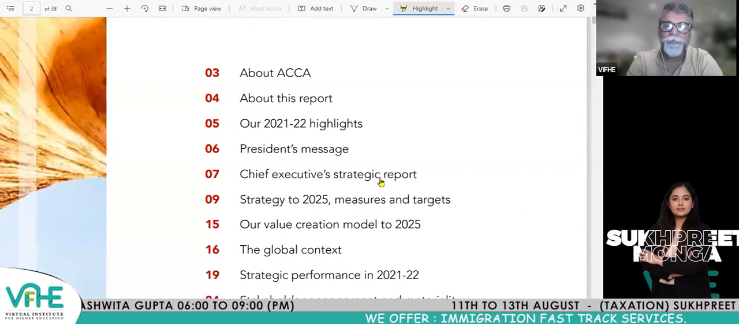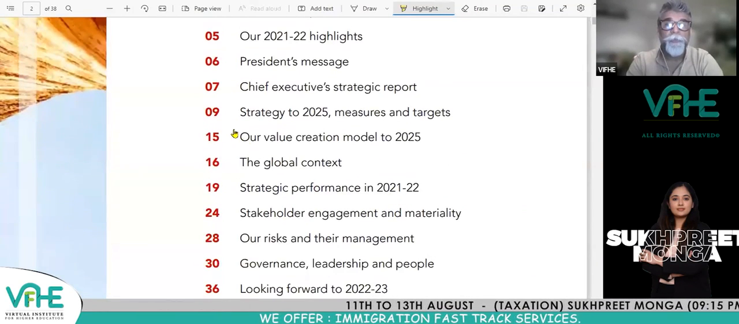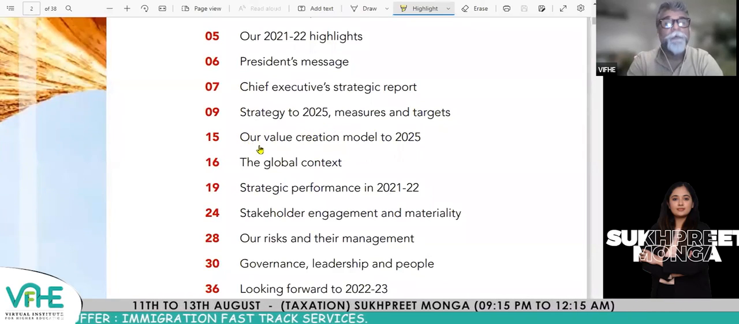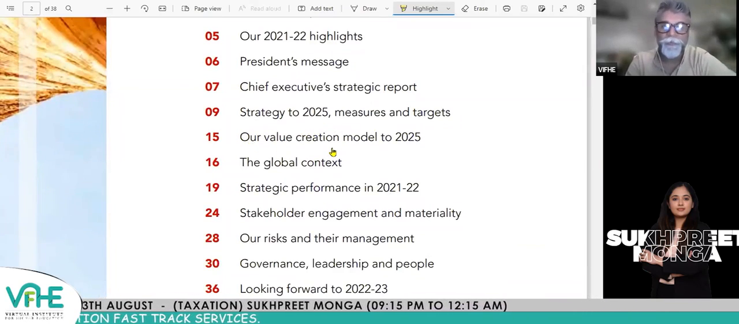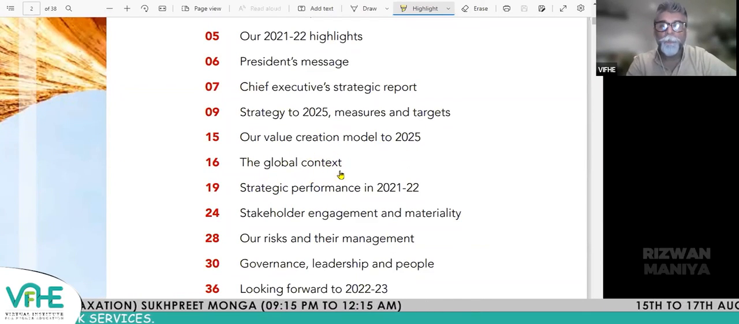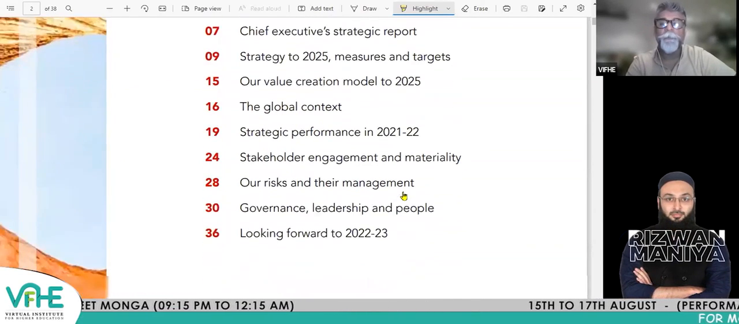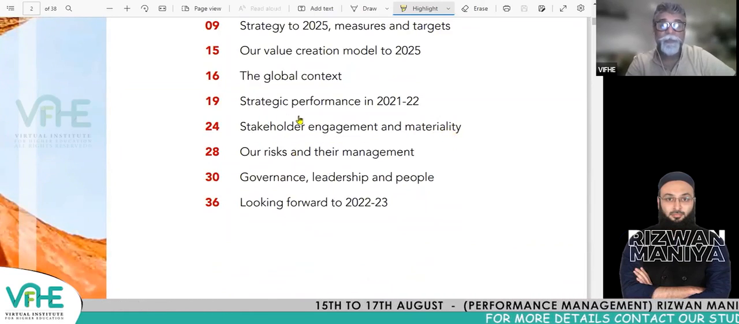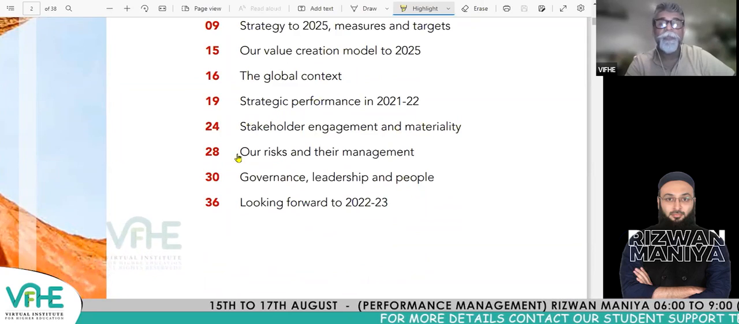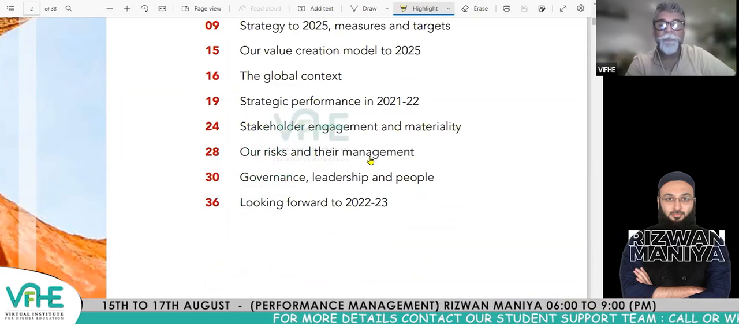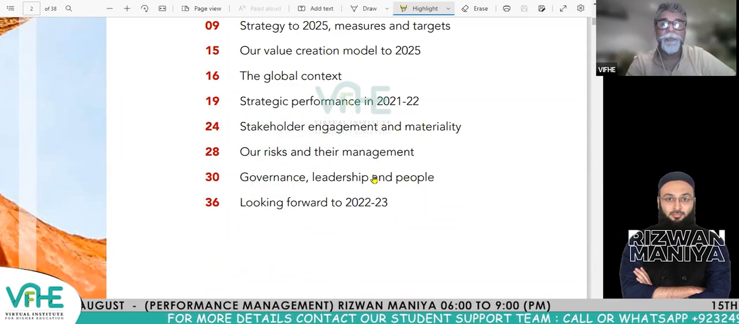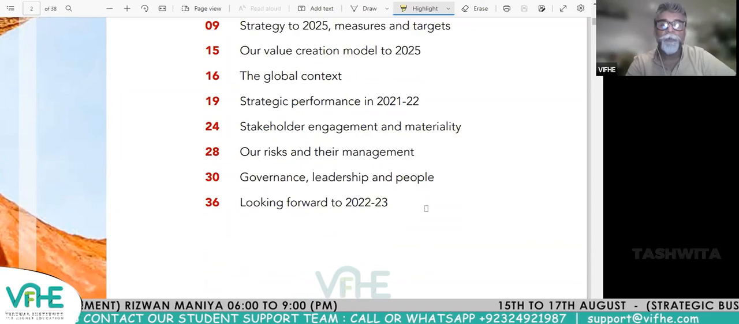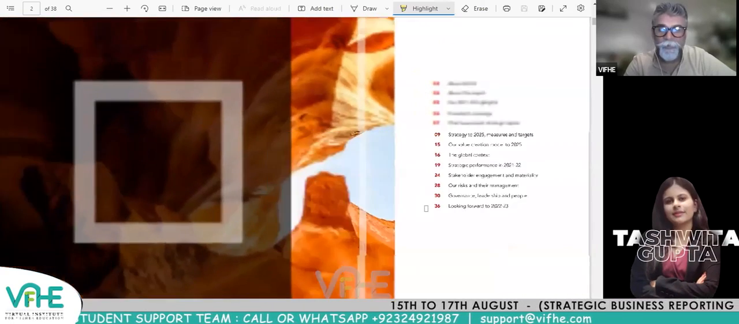President message, strategic report, strategy, future strategies and targets. Our value creation, how they are creating value in the long run, the global context, strategic performance, stakeholder engagement and materiality. You see stakeholder engagement, our risks and their management, governance, leadership and people, social is there, looking forward. So these are some basic contents.